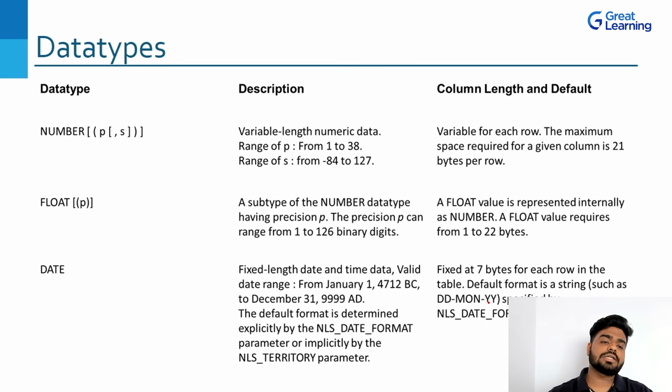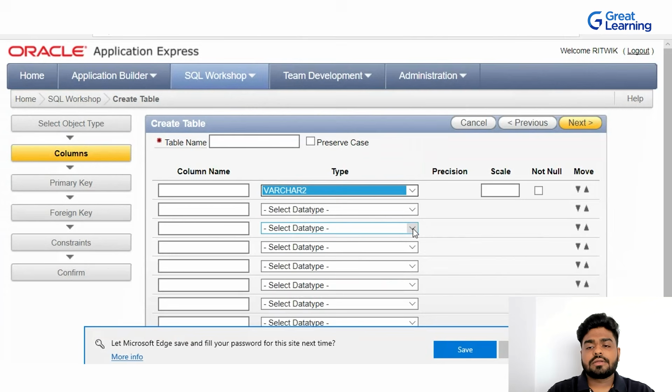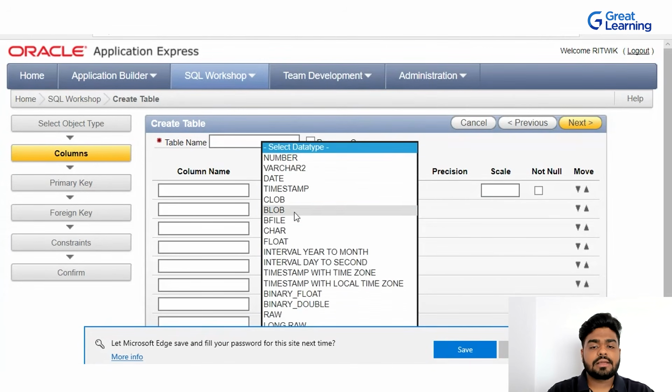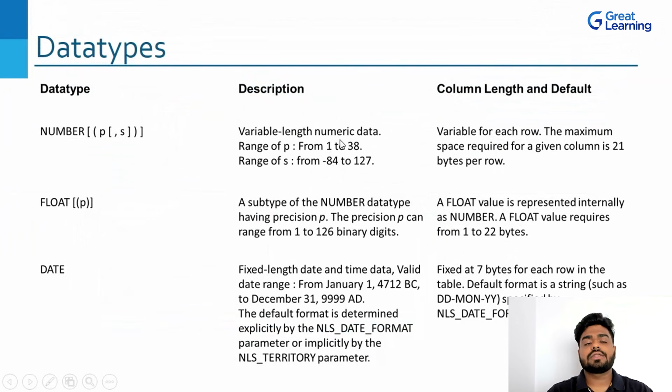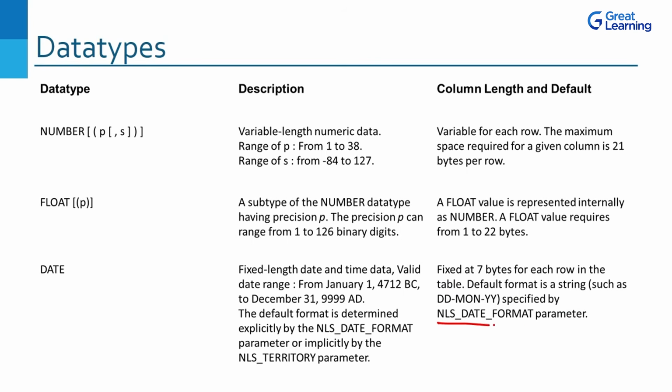In number, we have two things. If you remember, in the Oracle database also, I've shown you two things. In varchar we have a scale, but in number we have precision and scale, and that is what it is showing here. Precision goes from 1 to 38 and scale goes from -84 to 127. We have similarly float and then date, and for date we have the normal format, which is DD, MMM, and YY. This is the date format. If you want to use it, you have to use the parameter NLS date format.